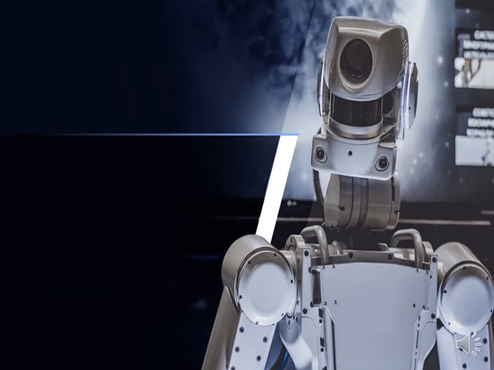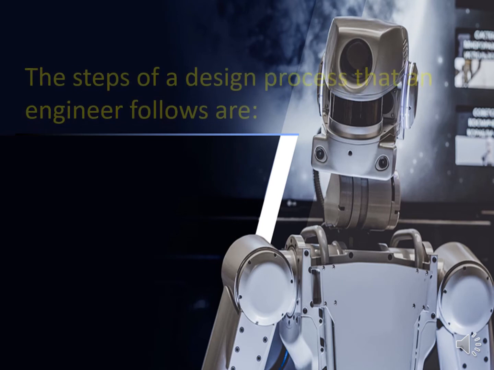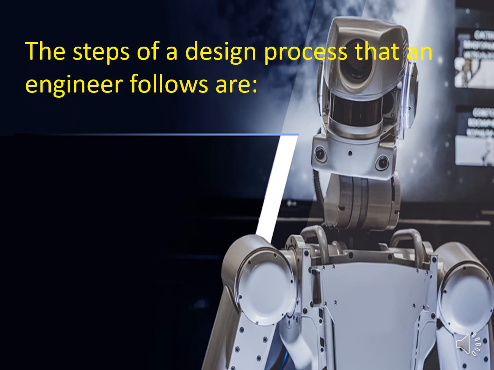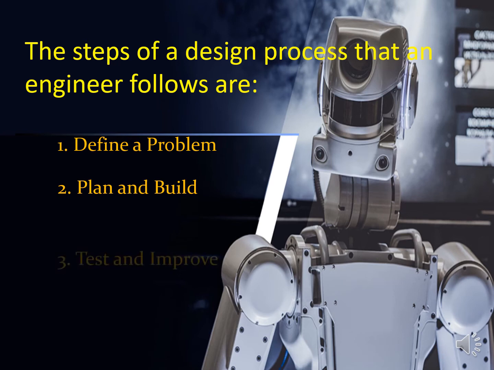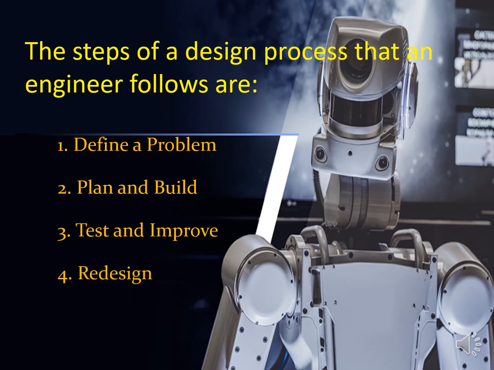Engineers don't just build stuff out of the blue. They go through a process that would help them become more successful with their inventions. And we know this as the design process. The following are the steps of a design process that an engineer follows. Step 1. Define a problem. Step 2. Plan and build. Step 3. Test and improve. Step 4. Redesign. Step 5. Communicate.